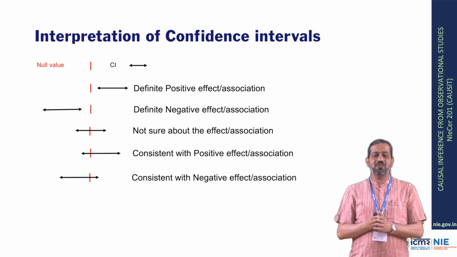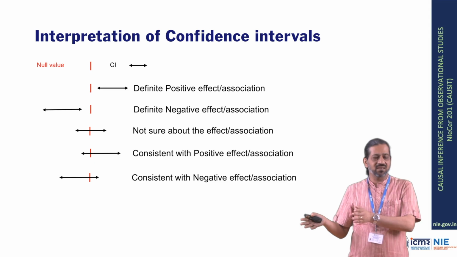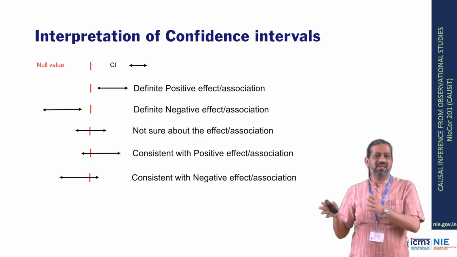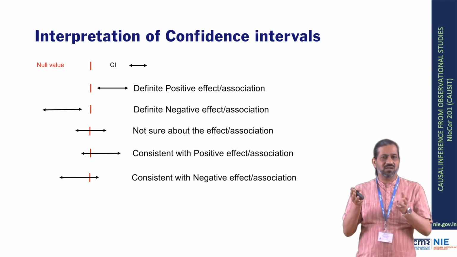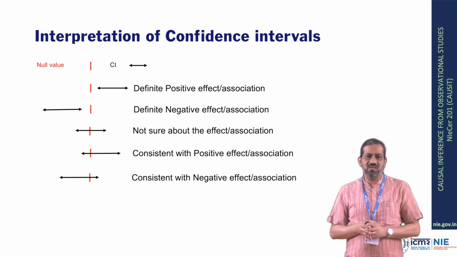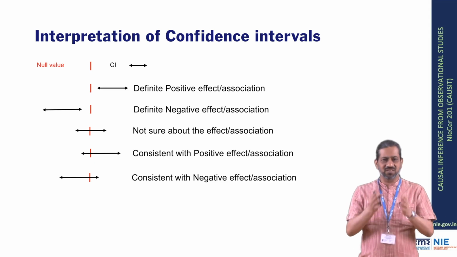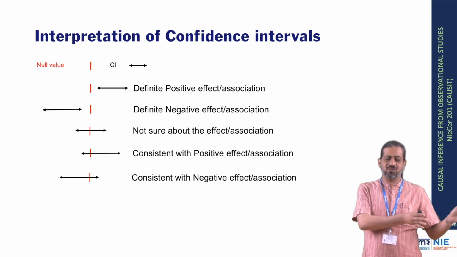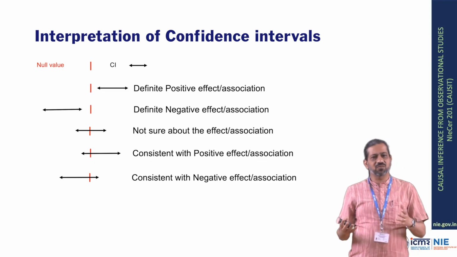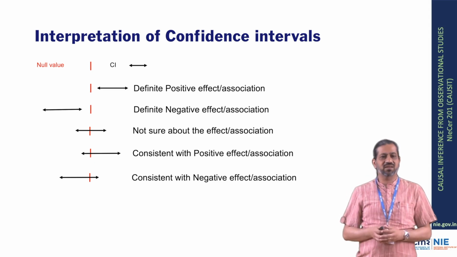So if your confidence interval lies totally towards the right side and does not include the null value, then we can say that there is a definitive positive association or a positive effect of the exposure on the outcome. Conversely, if the confidence interval is totally to the left of the null value, which means both its upper limit and lower limit are less than 1, then we would say that there's a definite negative association or negative effect for whatever we are estimating.